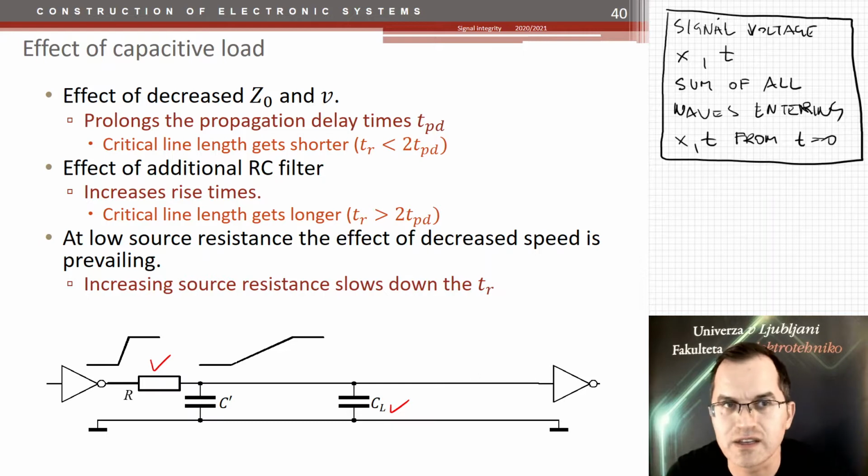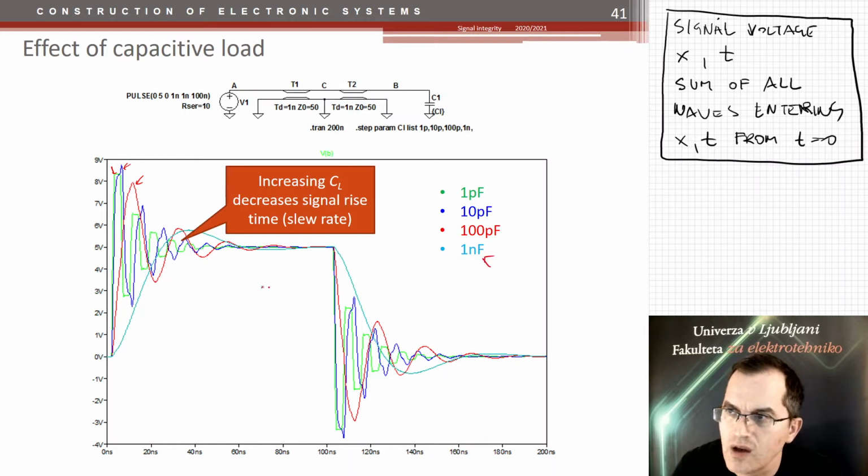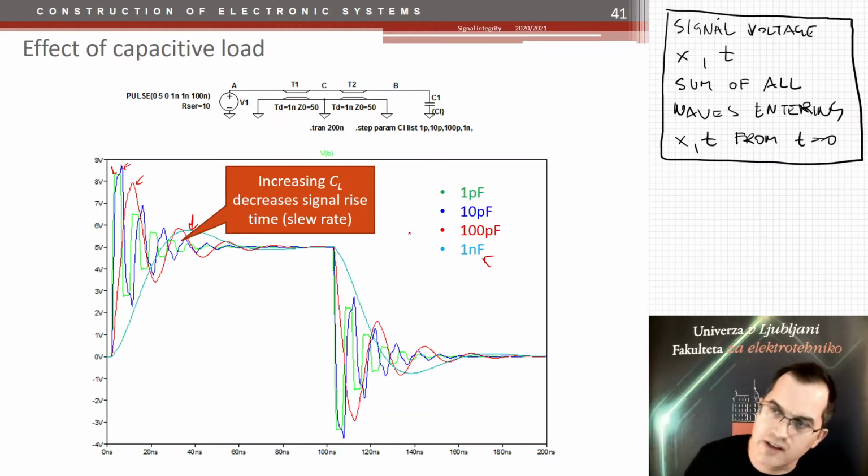I did some simulations of the capacitive loads on this transmission line, and I changed the capacitance of these loads from 1 pico to 1 nano farad. What you see is 1 picofarad is the green one, then 10 pico is the blue one, the red one is 100 pico, and when I really increase this capacitance to 1 nano, I would actually decrease the speed so much that the rise time is significantly affected.